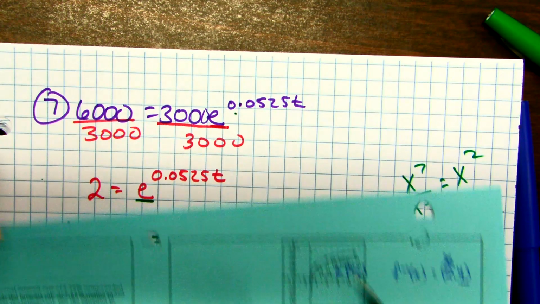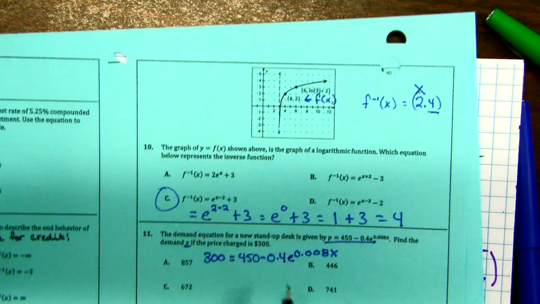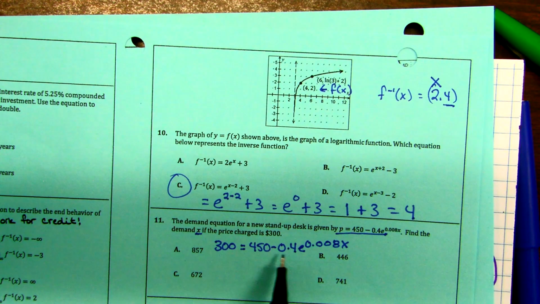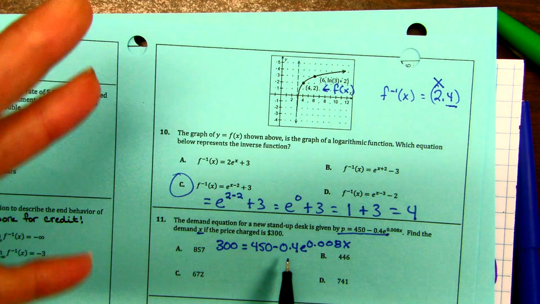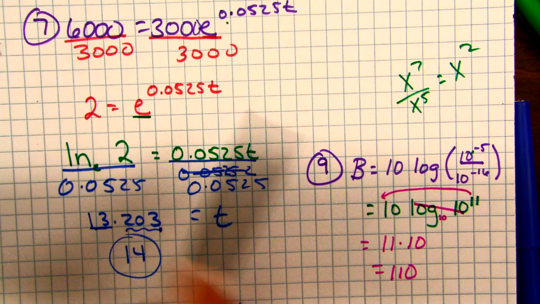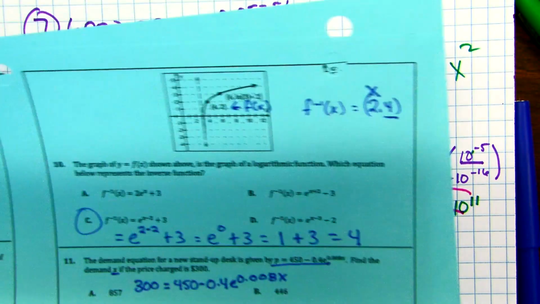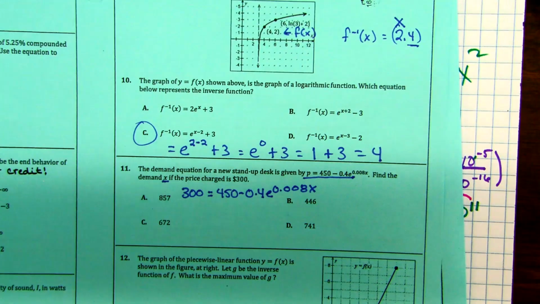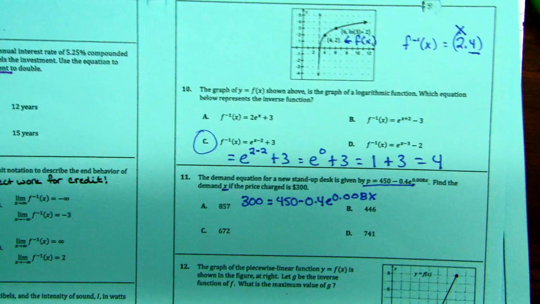We could isolate the e to the power and then rewrite it as a natural log. This one's got a lot more going on. Subtract 450, divide by negative 0.4. It's all calculator work, so it's not impossible, and then you would go into all this. So you could totally do number 11 exactly like number 7. But I'm going to show you how to do it easier in your calculator, which is also a way you could do number 7. You could do this in your calculator there too.